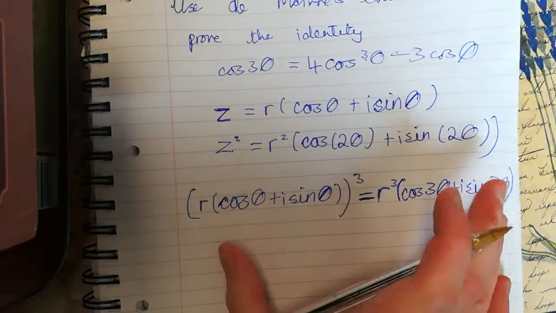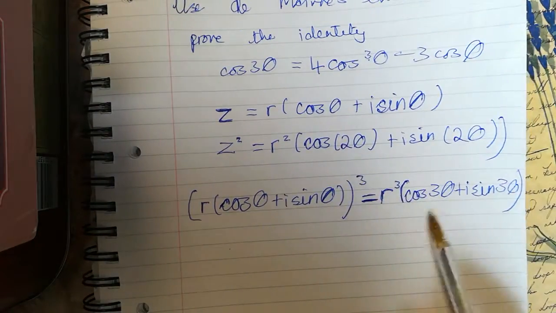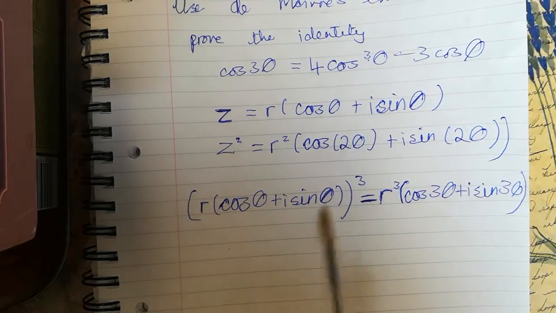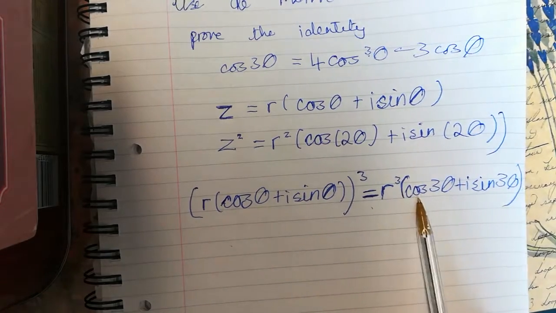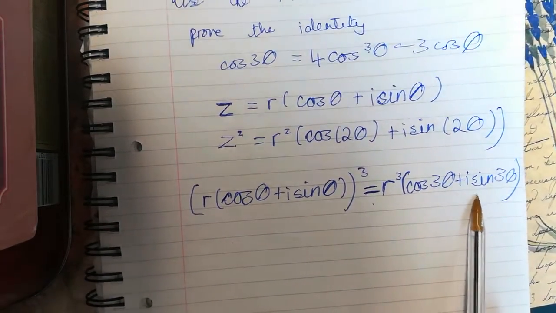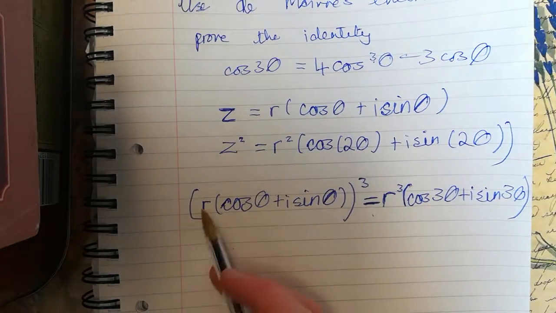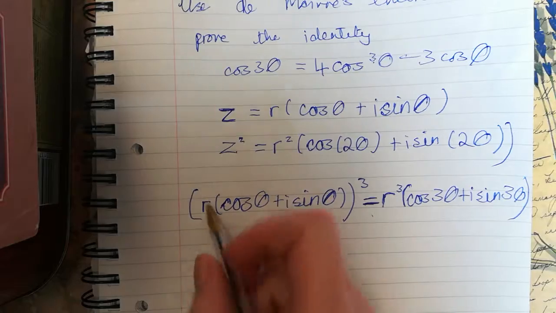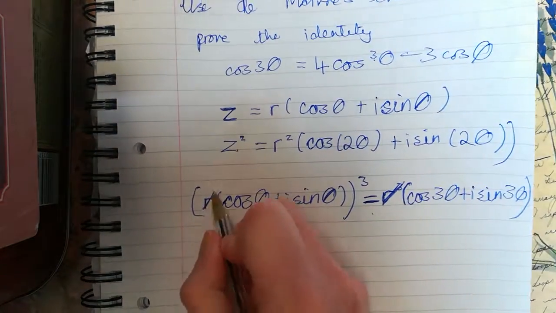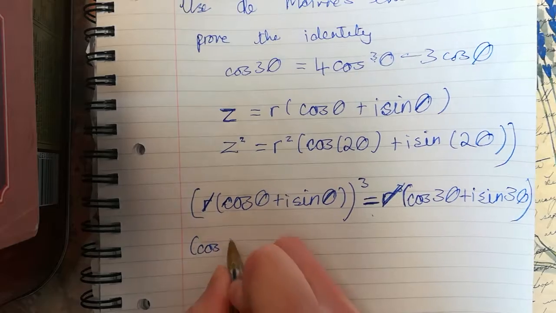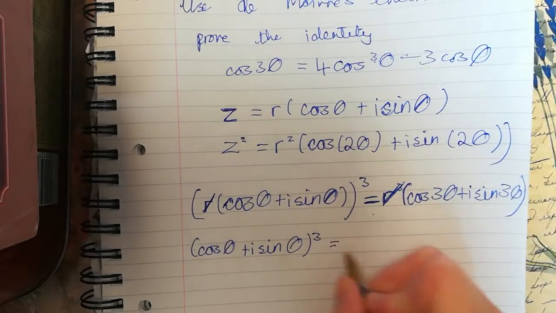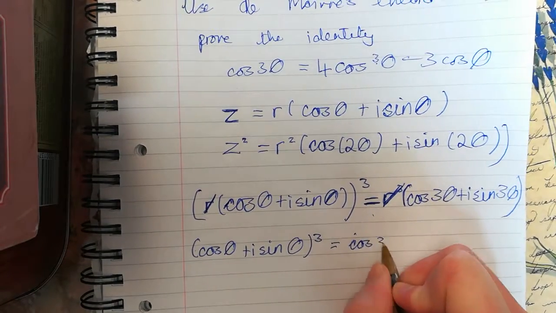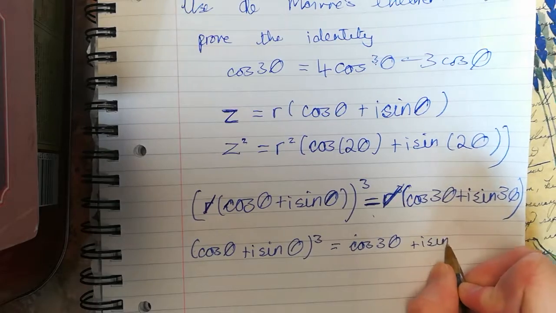We're asked to use de Moivre's theorem to prove this. We've shown that this cubed is equal to r cubed and then cos 3θ plus i sin 3θ. So we have r cubed on both sides, so it will cancel, and then it's going to be (cos θ + i sin θ) cubed is equal to cos 3θ plus i sin 3θ.